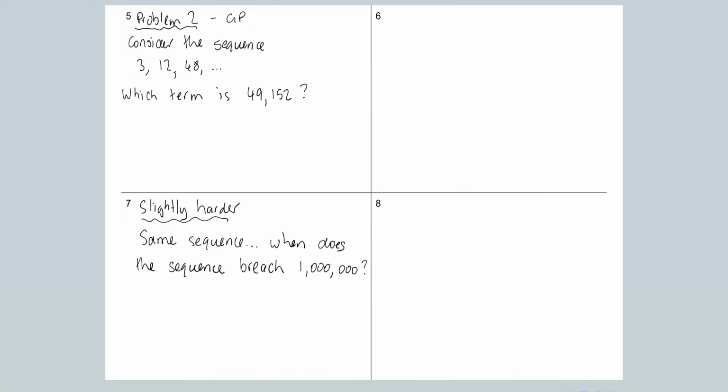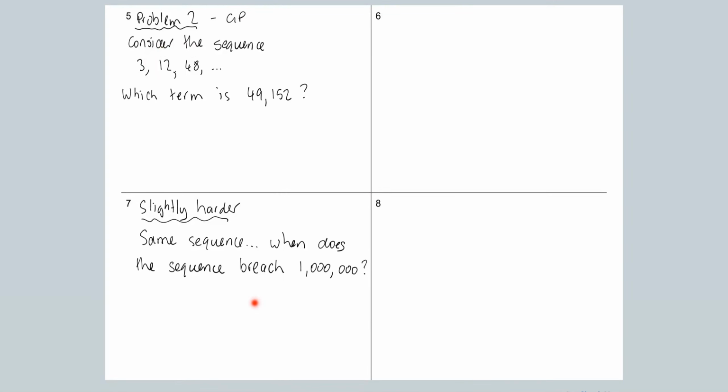Hi there. In the last video, we had a look at finding the position of a particular term in an arithmetic progression or sequence. In this video, we're going to do a very similar thing, but this time look at a geometric progression. You can see that we've got a sequence here, 3, 12, 48, and so on. If you have a look at the difference between each term, it's not the same, but if I multiply 3 by 4, I get 12, and if I multiply 12 by 4, I get 48, and so on. So we have a common ratio, and therefore it's a geometric progression.